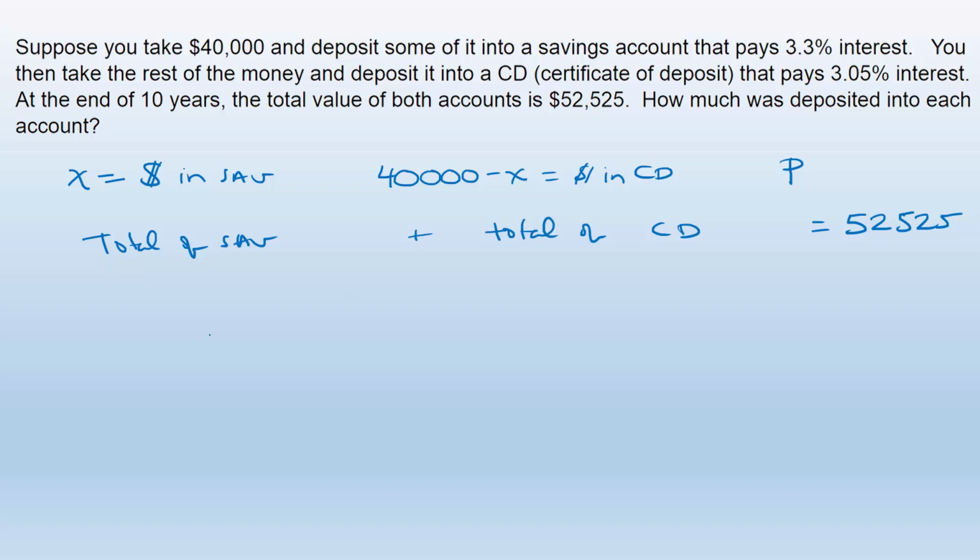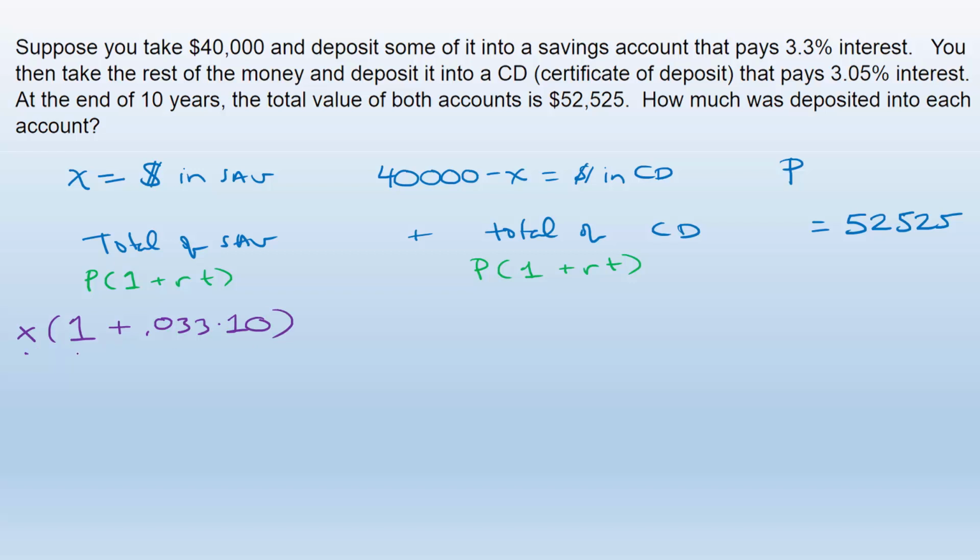Each of these total amounts is going to have its own setup, with the total amount of simple interest, which is P times 1 plus RT. So they each get their own P times 1 plus RT. So let's actually set this up. The principal for savings we called x, times 1 plus the interest rate for savings, which is 3.3%, so 0.033, and our problem says 10 years.